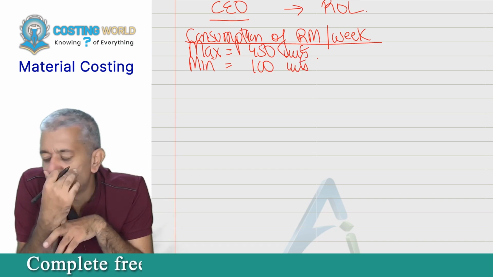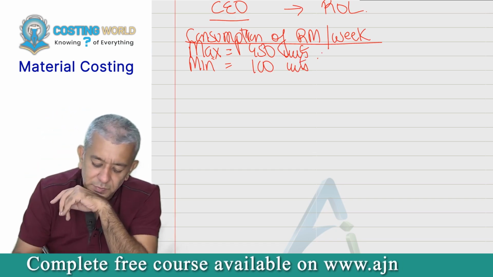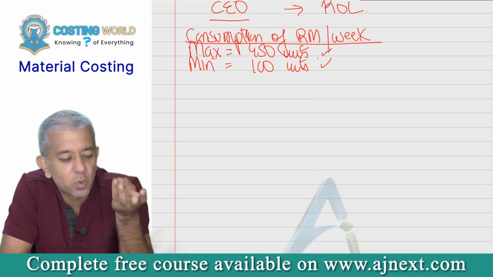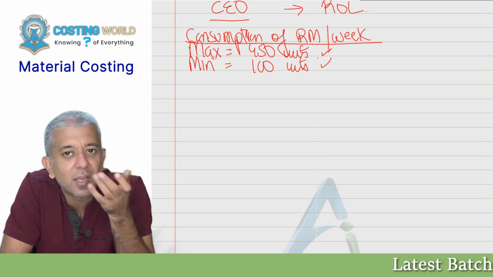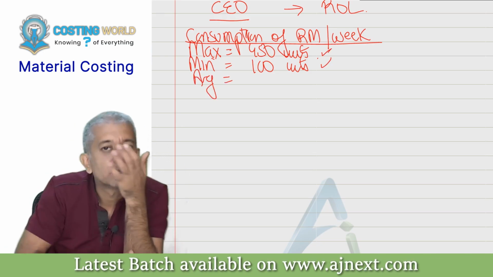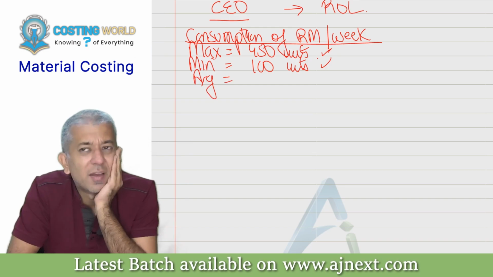But you all will understand one thing, beta, this is occasional. Okay, this happens rarely. 450 and 100 happens very rarely. Can we say usually what happens is nothing but average, no? Yeah. Average are the routine things.